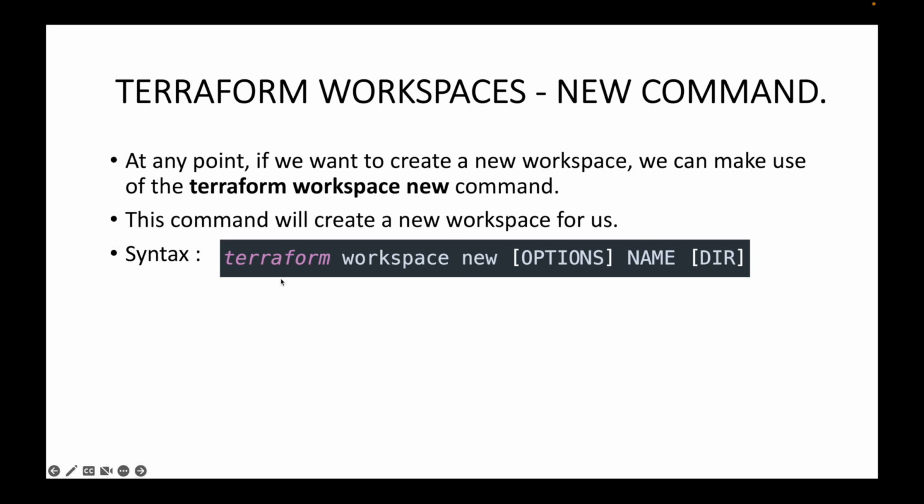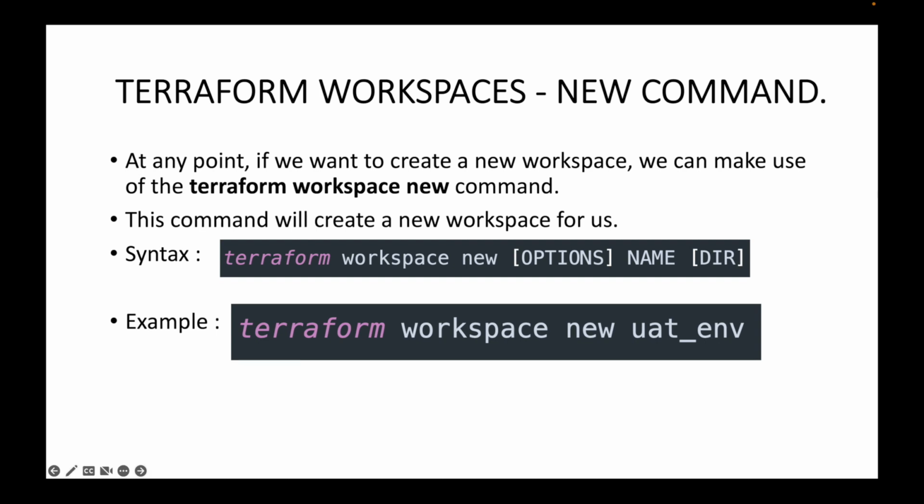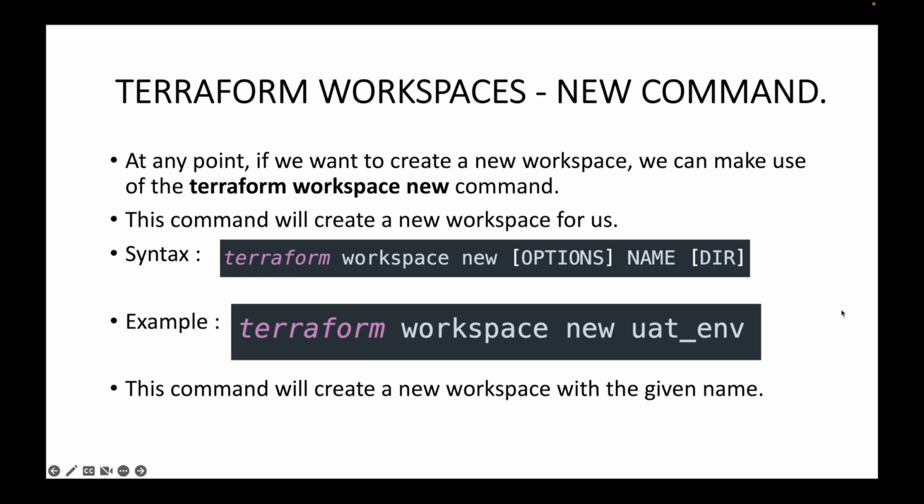This is the syntax. You can say terraform workspace new, some of the options that you want to pass, then the name of the workspace you want to use, and then an optional directory name. Here is an example command. Let's say you want to create a workspace with the name uat_env. Then we can use terraform workspace new and the name. The name is user defined, so you can give whatever you want depending on your requirement. This command will go ahead and create a new workspace with whatever name we have given.